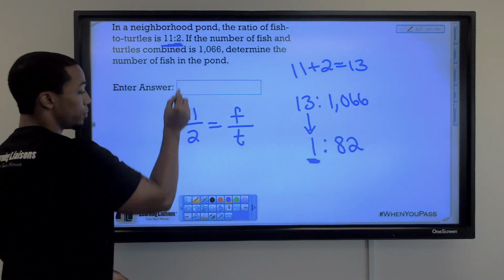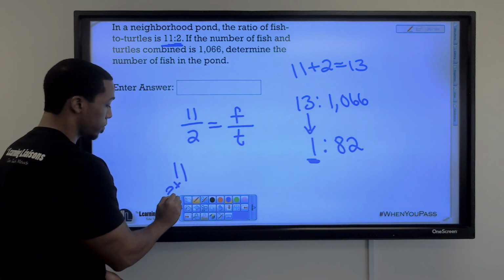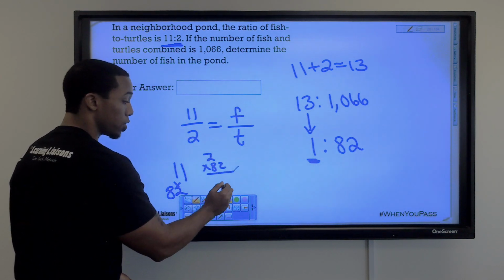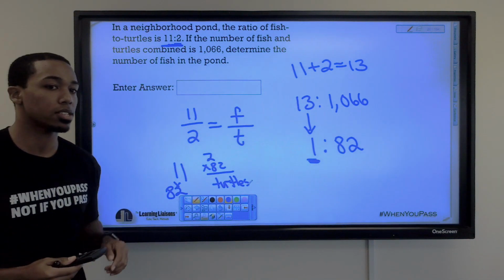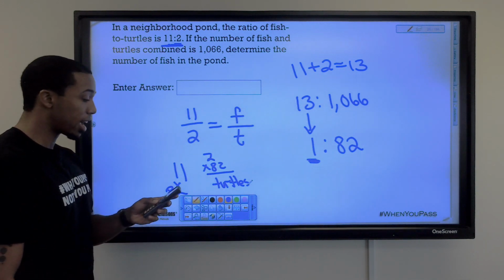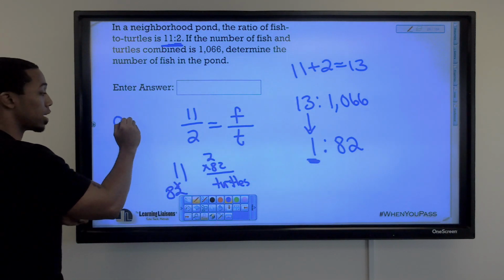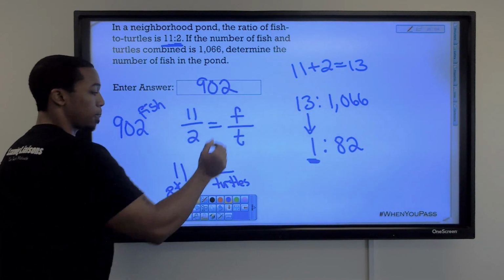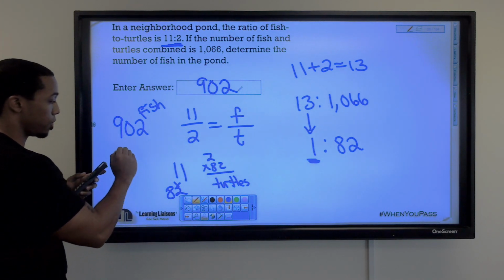We have 11 to 2. So 11 times 82 will give us the total number of fish, and 2 times 82 will give us the total number of turtles. This is going to make total sense in just a second. Watch this. 11 times 82 gives me 902, which means there are 902 fish. That's going to go right here. That's our answer because we're looking for fish. 2 times 82 is turtles. That's 164.